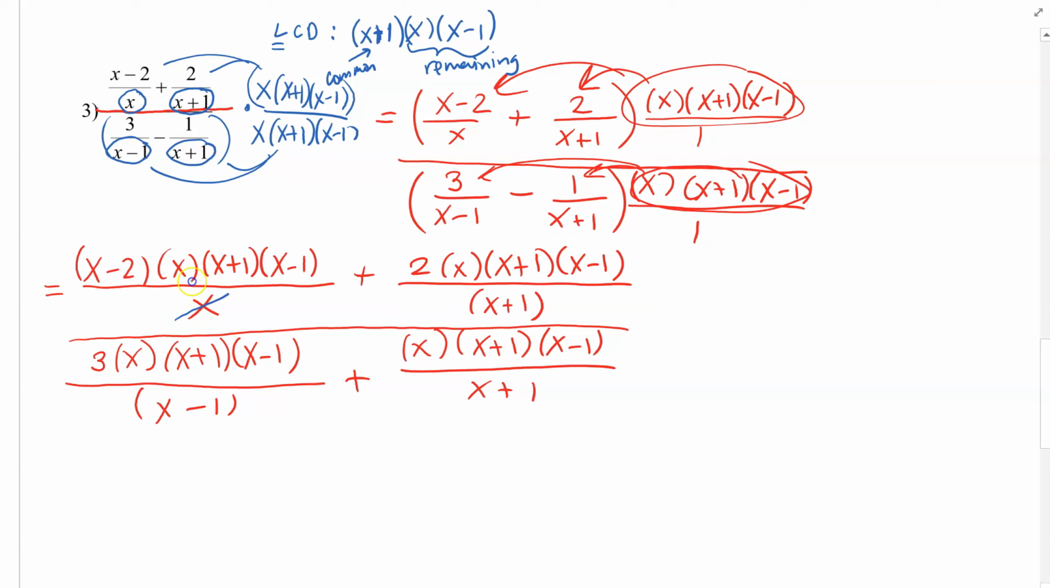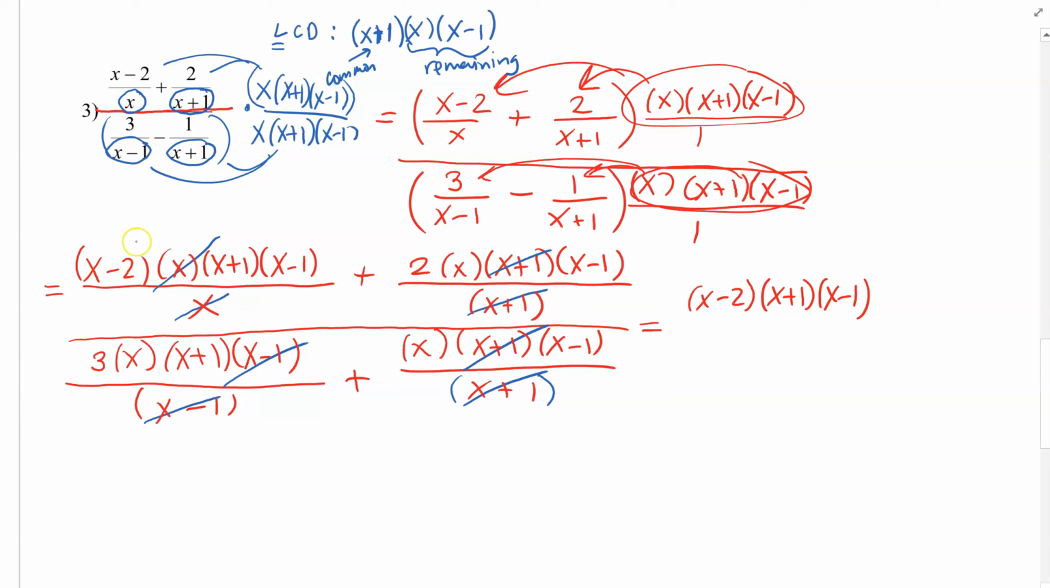So in the first fraction, the x cancels. In the second fraction, the x plus 1 cancels. In the first fraction in the denominator, the x minus 1 cancels. And in the second fraction in the denominator, the x plus 1s cancel. So all of my mini fractions just all went away. In the numerator, I will have to do a lot of FOILing, but let's get to that in a second.